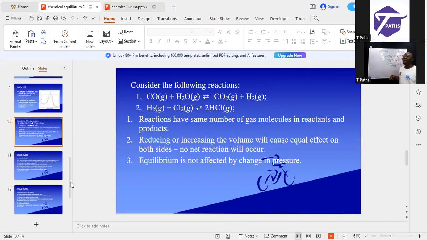With that amount of volume, with any amount of volume, are there effects here? No. No effect on the volume. No effect, because you see that they have the same number of moles. So no pressure effect.